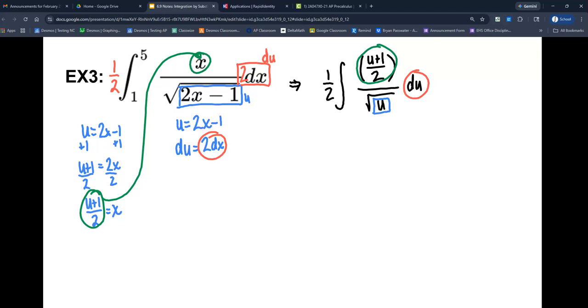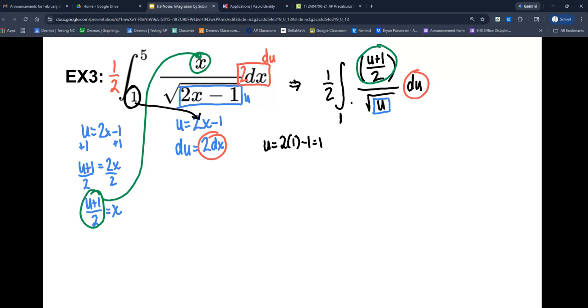Alright, we're going to have to do some work right here, but before we do, let's worry about the limits. If I don't want to have to go back to x's, and trust me, you really don't want to go back to x's on this problem, if I want to switch to u's and never think about the x's again, then I can adjust my limits here. So I'm taking 1 and plugging it into this equation. So u equals 2 times 1 minus 1. Now what do you get for that?